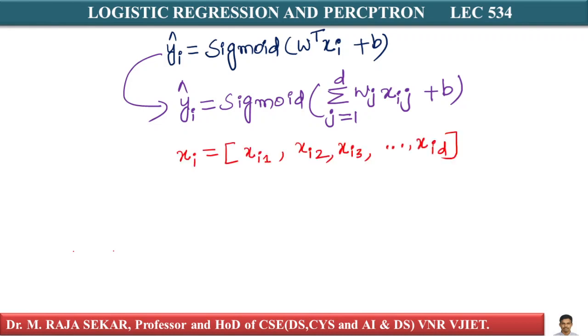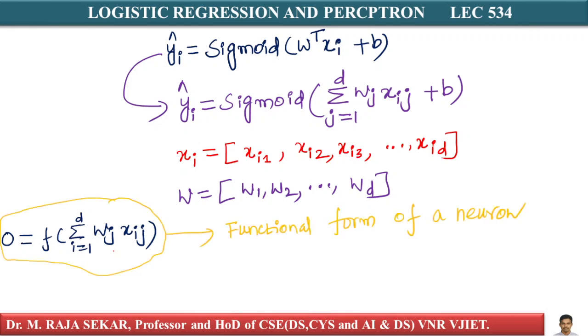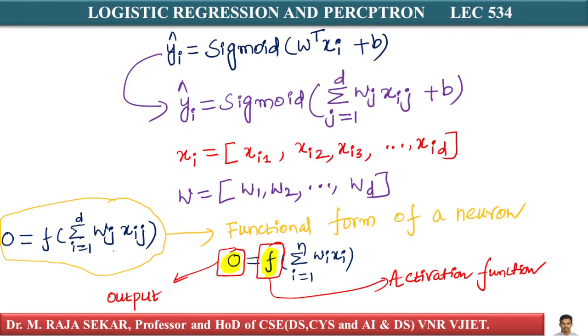Point xi is a d-dimensional point, where xi is represented as a vector of size d, that is xi1, xi2, and so on up to xid, and the w vector is w1, w2, and so on up to wd. What is my output function from a neuron? f of sigma j equals 1 to d wj xij. What is this? It's the functional form of a neuron. Output equals this, as we already discussed in our previous lectures. O is the output, f is the activation function, the wi's are the weights, and the xi's are the inputs. We saw this as the functional form of a neuron.